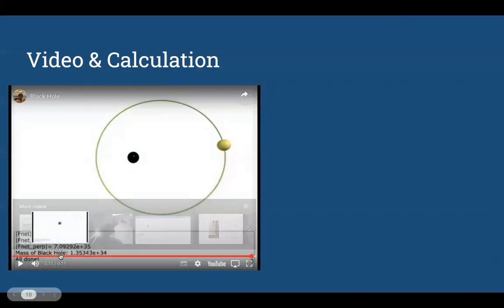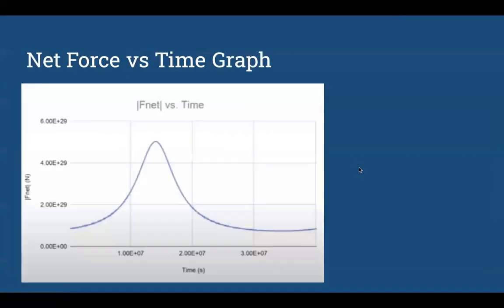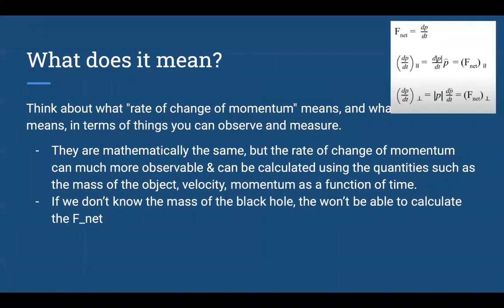As you can see, the mass of the black hole is 1.35342 times 10 to the power 34 kilograms. That's the mass of the black hole according to my simulation. And this is the graph of net force. That's how I graphed it. Let's go on to the what does it mean questions.